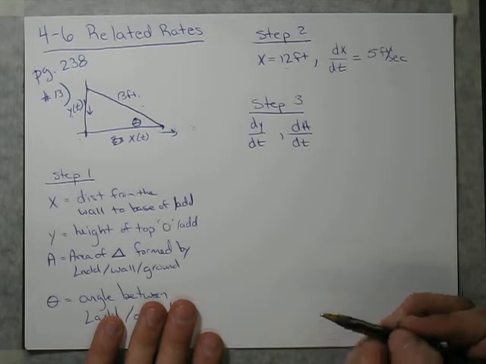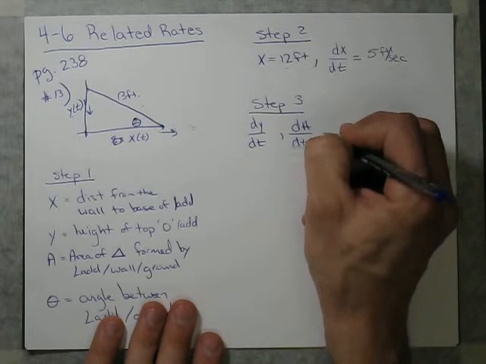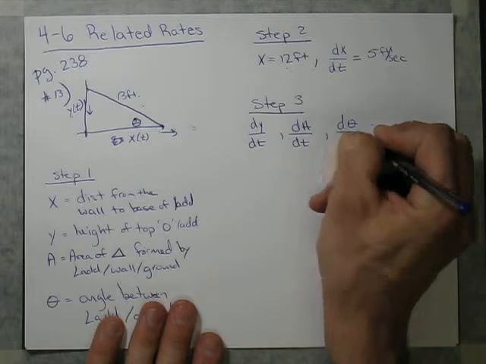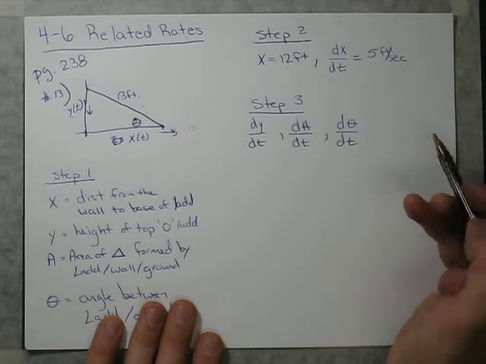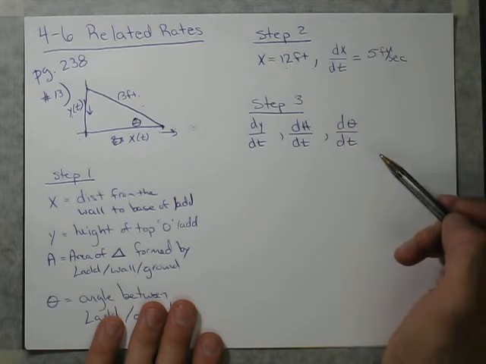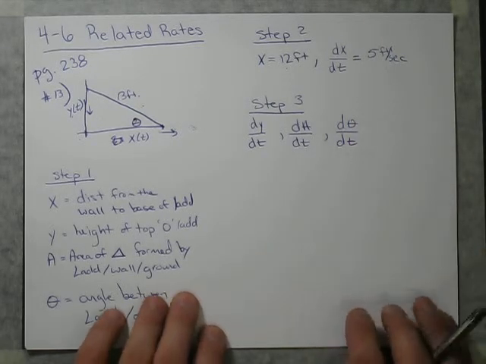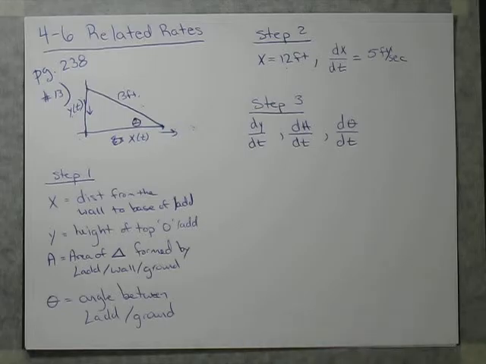And then it says, at what rate is the angle changing? I want to find d theta dt. Now, again, it doesn't say find theta. It simply says find out what rate theta is changing at. So it's not saying find theta, it says find the changing rate. So there's step 3. I've named what I want to find. Now, step 4 is write an equation that relates the variables.